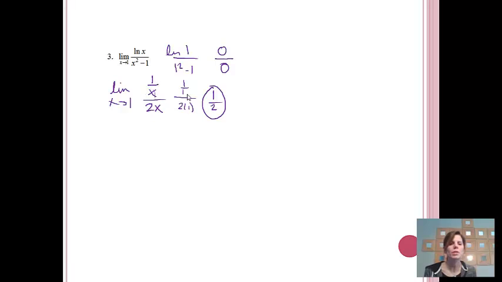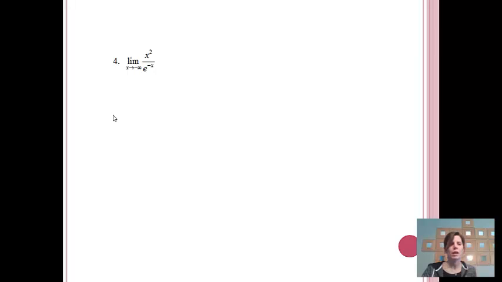If you wanted to simplify this first, I could have done 1 over x times 1 over 2x. That would have given me 1 over 2x squared, and then I could have plugged in 1. Evidently that was not necessary in this problem because we could just plug stuff in. So my limit is 1/2. Whoops, and I should have put LR to let my reader know that I'm applying L'Hopital's rule. All right, let's try another one.